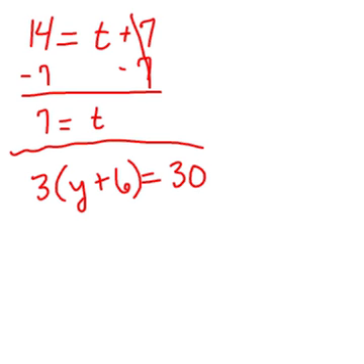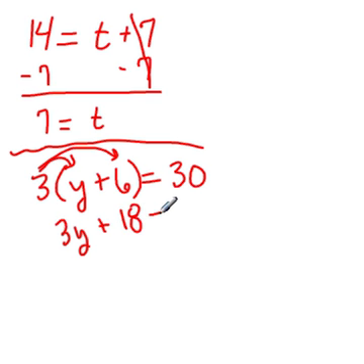All right, so number 2, we have 3 times y plus 6 is equal to 30. I'm going to distribute the 3. And when we distribute, that is the operation of multiplication. So I'm going to say 3 times y, which is 3y, plus 3 times 6, which is 18. Write down the rest of the problem.